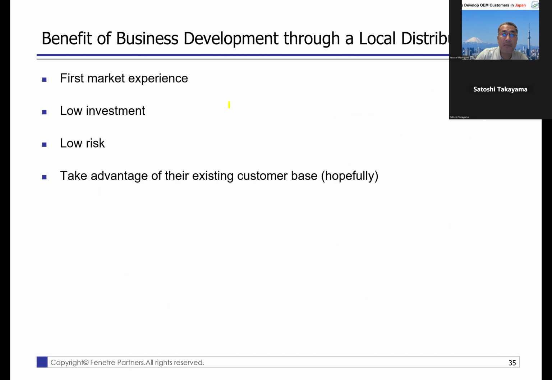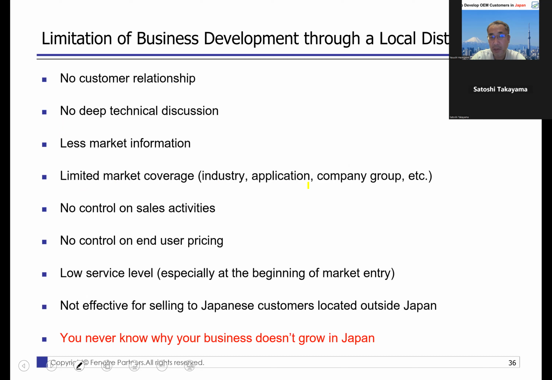Of course, there are some advantages to working together with a local distributor, because you can get first market experience easily. Again, low investment, low risk, and you can take advantage of their existing customer base. So it's a good start if you don't have any business in Japan. Our firm sometimes works on B2B business marketing with potential distributors, and I believe it's a good first step for you. However, there are a lot of disadvantages. You can't build a good relationship with a Japanese customer directly.